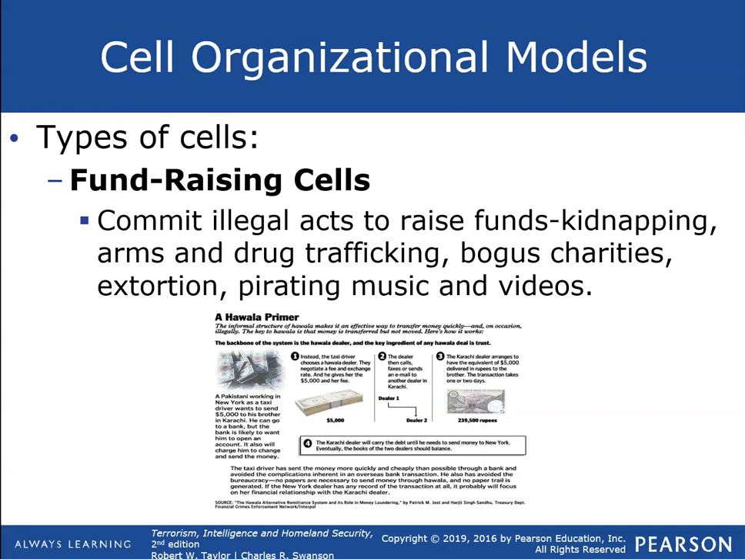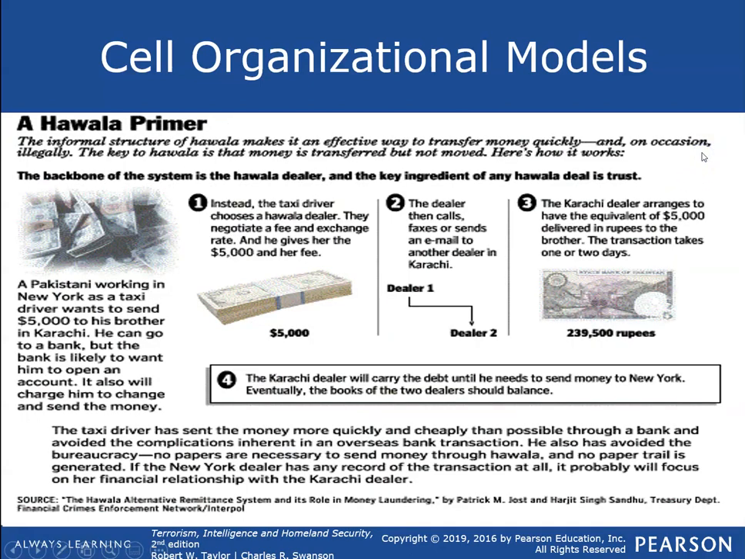So one of the types of cells is a fundraising cell. And this cell basically commits illegal acts to raise funds for the organization. They commit crimes such as kidnappings, weapons and drug trafficking. They're also involved in bogus charities, extortion, pirating of music, and different types of criminal activity. And basically what it's called is a hawala. And here's a chart that shows you a little bit more on hawala.